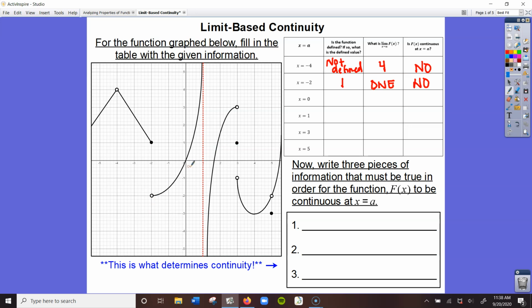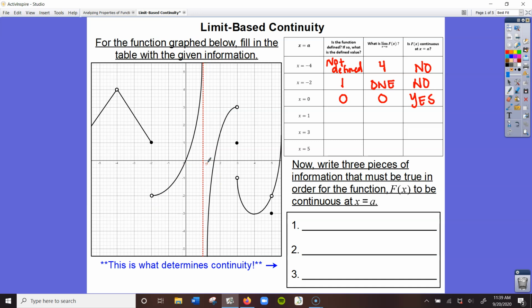At x is equal to 0, we see that our function does cross through the x is 0, and we get the y value, which is defined, which is 0. Our limit, as I go from the left and from the right, I do get the same value, which is 0. And we can see that it is continuous.